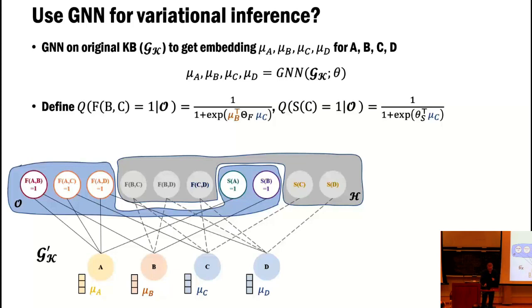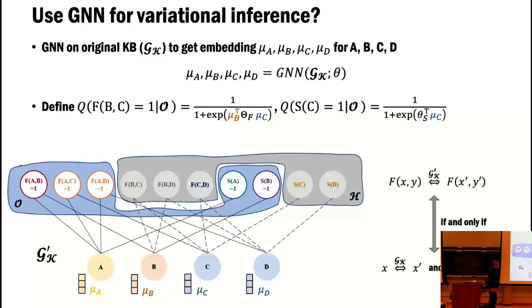Okay, so this is the idea: using graph neural net to parameterize this approximate inference Q, okay? And by optimizing the parameters of the graph neural nets, you can actually get a prediction function for any of these unobserved predicates. So one thing you can show is, if you don't have a formula, that's okay.